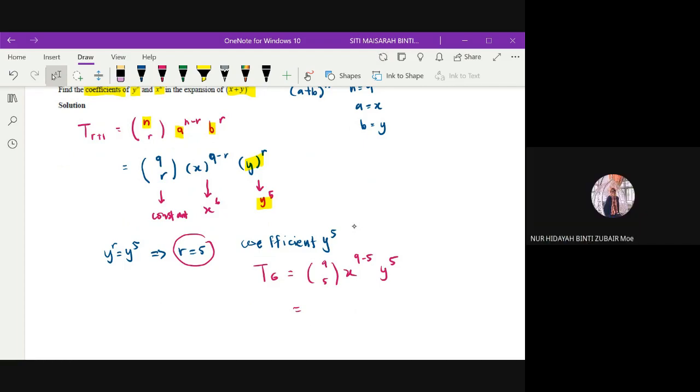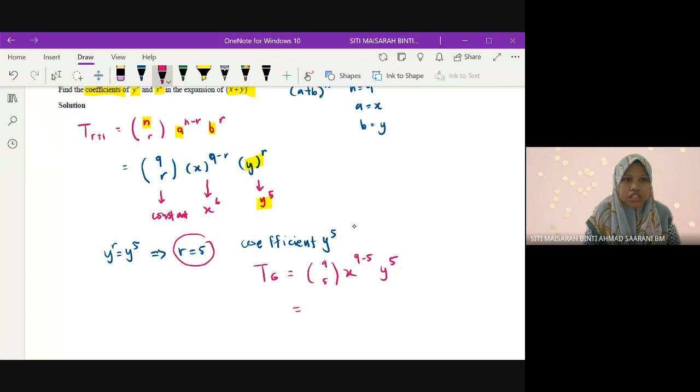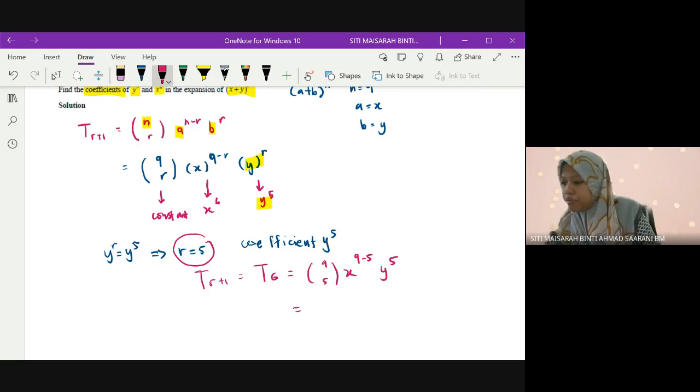Kenapa dia jadi T6? Because this is T r plus 1. R awak 5. So, jadi 5 tambah 1. This is actually T5 plus 1 tu jadi T6. Kalau r dia 3, dia akan jadi T4. Kalau r dia 2, dia akan jadi T3. Tu maksud dia. Okay, so jadi 9C5 ni berapa?